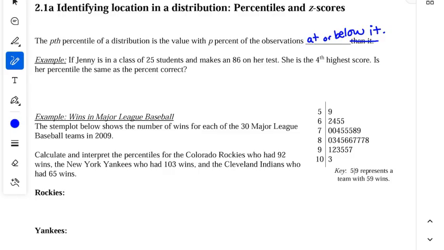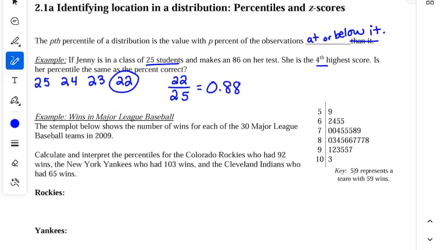So let's look at our example. If Jenny is in a class of 25 students and makes an 86 on her test, she has the fourth highest score. Is her percentile the same as her percent correct? So fourth highest score out of 25 students. So let's see, what would that look like? Fourth highest, so we have the highest, the next highest, the next, the next. So she would be student 22, so she is at 22 or above.